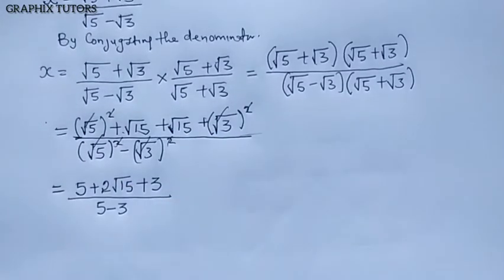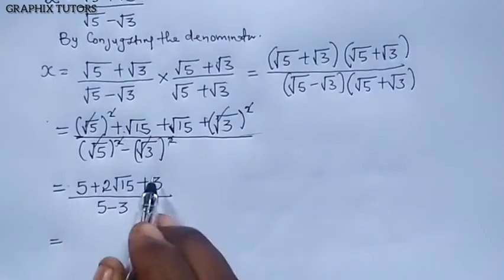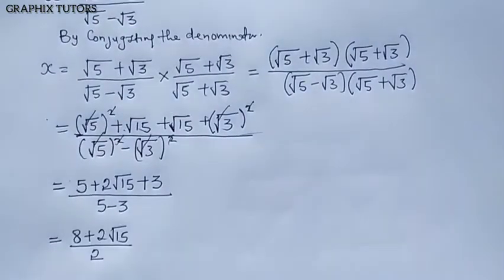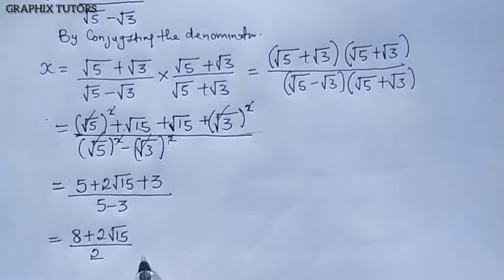So this is what we are having, and this can be written so that we have 5 plus 3, and that will give us 8, plus 2 root 15, all over 5 minus 3, and that will be 2. So we've gotten that of x.